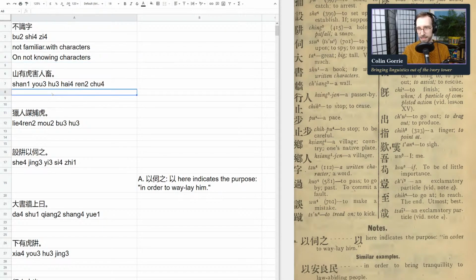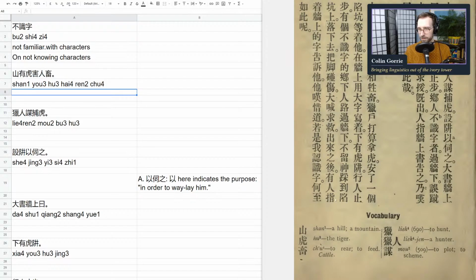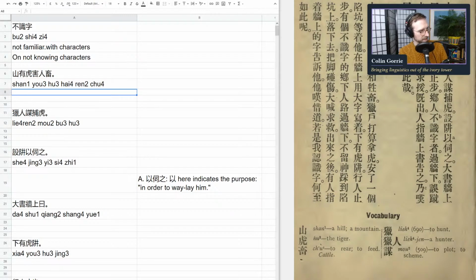Next, we have a sentence, 山有虎害人处, I think. And what are we going to do with this? Well, let's take a look at our vocabulary. So we have, first of all, 山, meaning a hill or a mountain. I think that's a pretty cool character for that. I see where they're coming from with that one. So mountain, we can gloss it. 有, meaning to exist or to have. So you could say something like exist. 虎, tiger. That's right here.